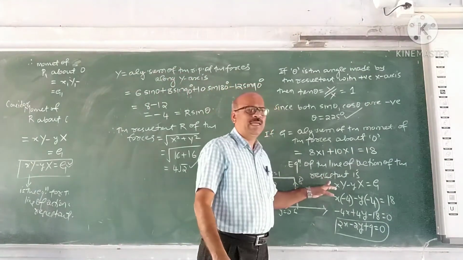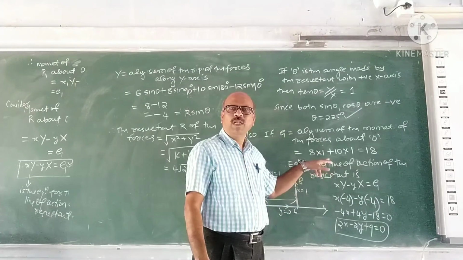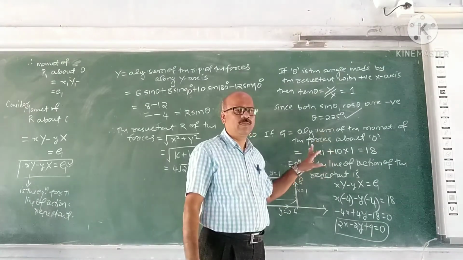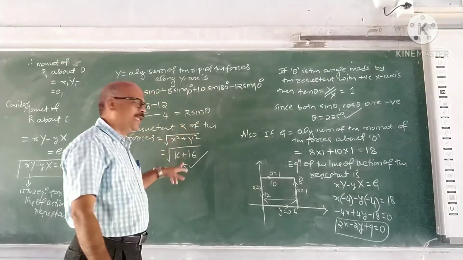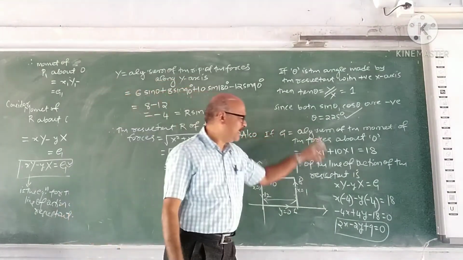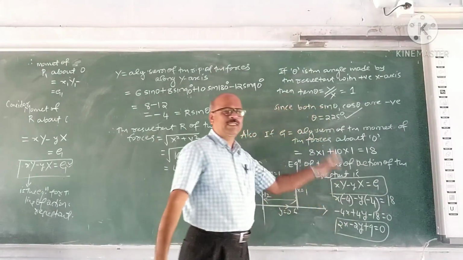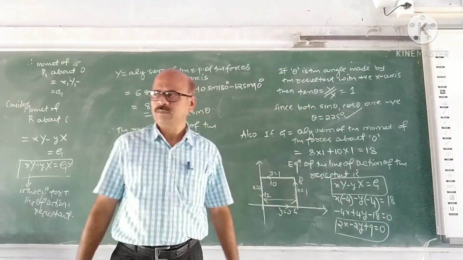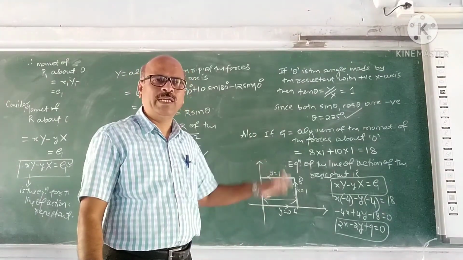Problems are simple on this type, but important from examination point of view. Usually one problem is asked from this topic. Find the magnitude, direction and line of action of the resultant. This is the formula xY minus yX is equal to G. I will solve some more examples on this. I will do that in the next video.